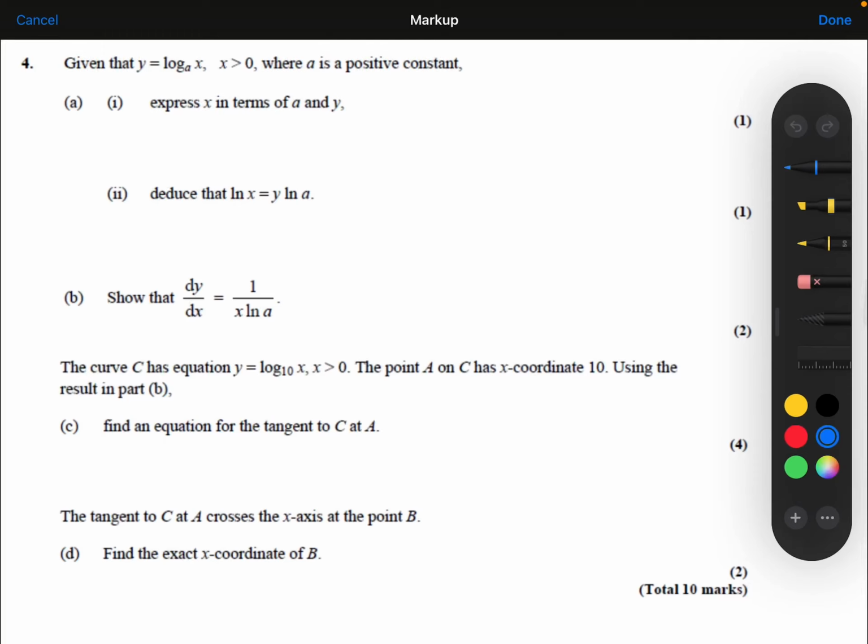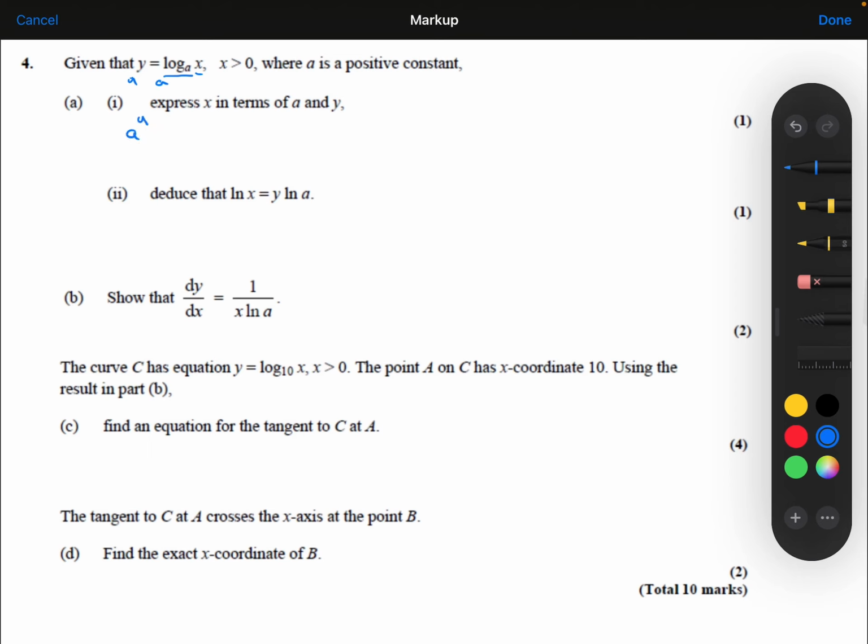Given that y equals log base a of x, where x is greater than 0 and a is a positive constant, express x in terms of a and y. So basically we need to make x the subject here. So we need to do the inverse operation of log base a, which is a to the power. So I'll do a to the power of both sides of this equation.